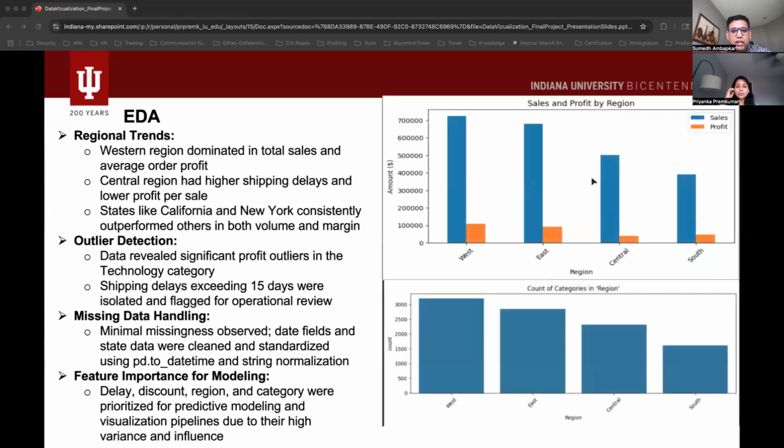So here in figure number 1, we do a preliminary analysis where the western region dominated in total sales and average order profit, whereas the central region had the highest shipping delays and the lower profit per sale. In graph 2, we extract the number of categories or products by region. Based on this, we were able to further analyze the amount of sales of particular products in each region. The data revealed a significant profit outlier in the technology category, which was handled using data normalization, basically transforming the visual using logs. Moving to the next slide.